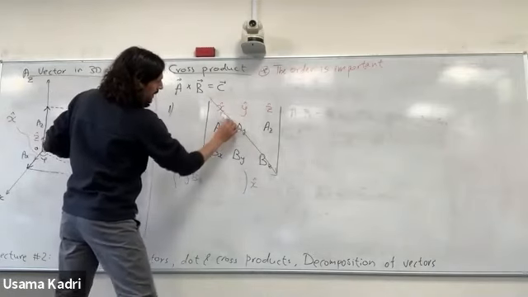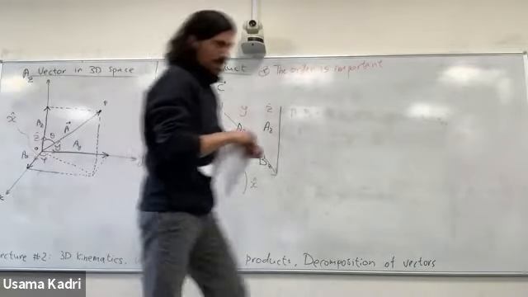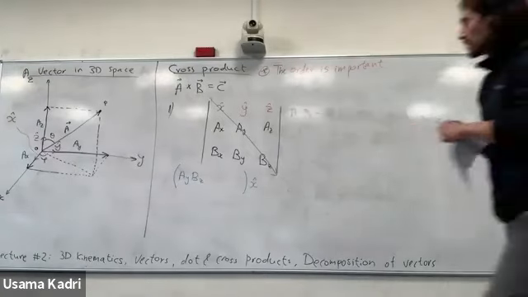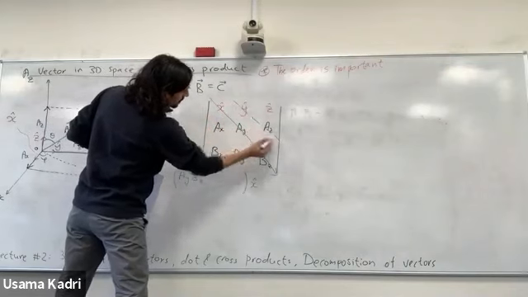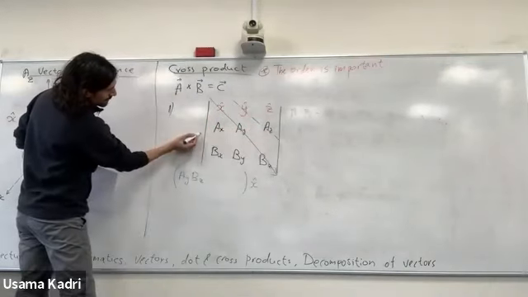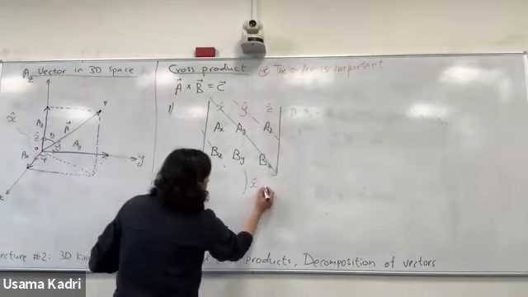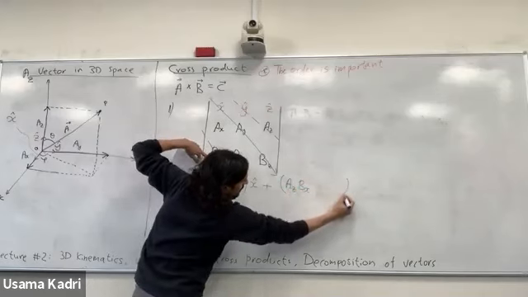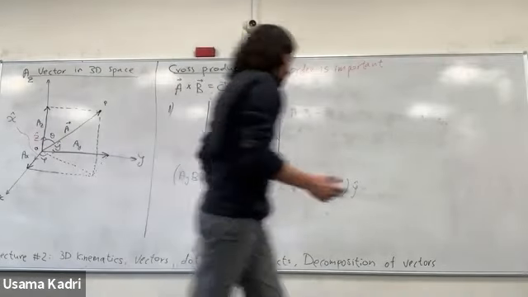I go to the next one. So I start from Y. I come back here. So what we have next is plus AZ times BX in the Y direction. So I have AZ times BX in the Y direction. I leave space here for later on.